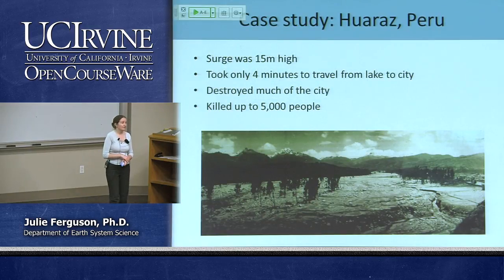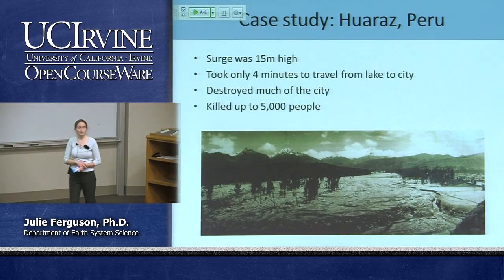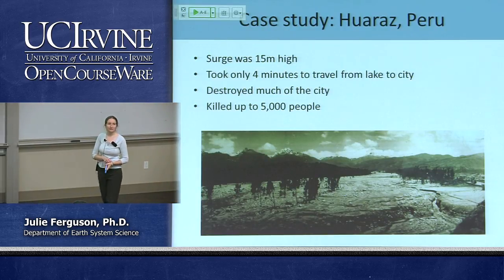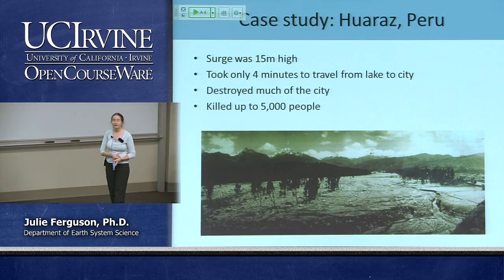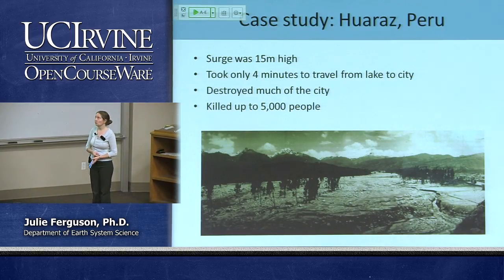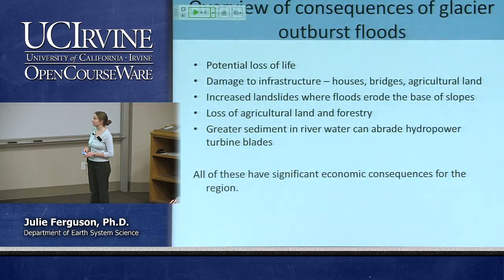And it basically flattened this village. It killed more or less all the residents. I think maybe a few tens of people survived, but it killed the rest of the 5,000 people there. It was a huge, 15 meter high wave of water and rock, carrying a lot of rock with these floods as well. And it just took 4 minutes to come down from the lake to the town. And so it was a devastating event, and it really spurred a lot of monitoring again.